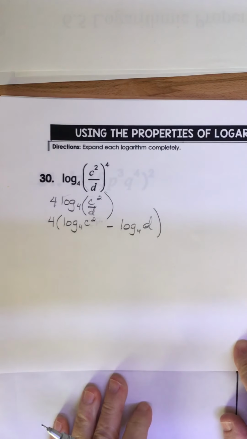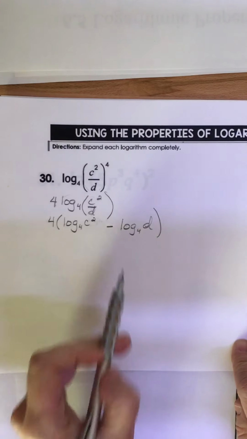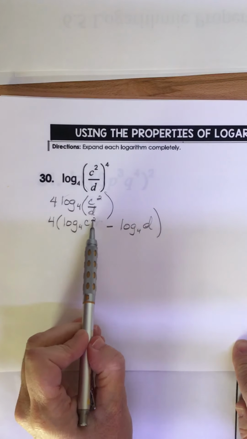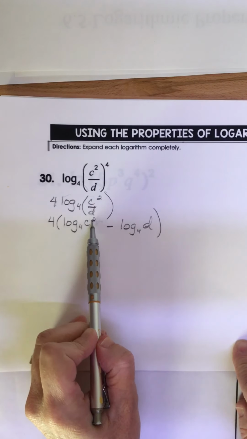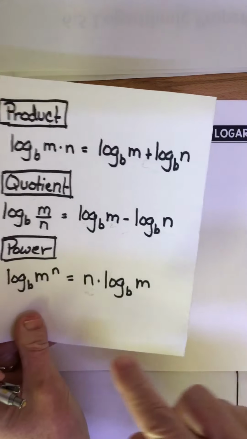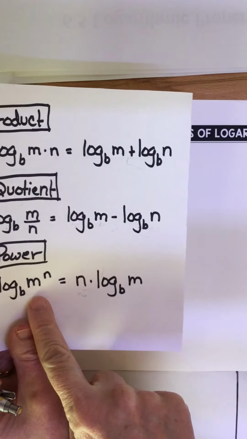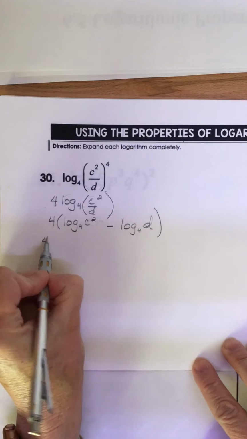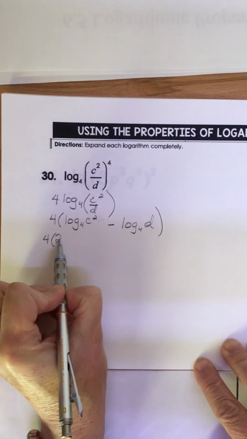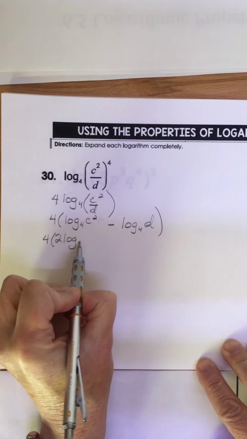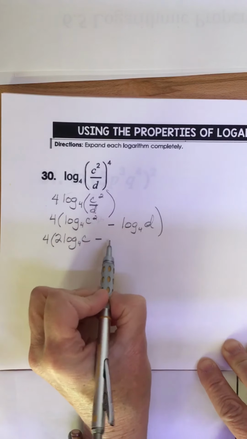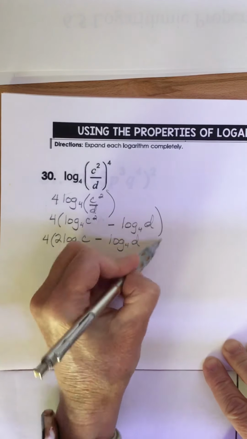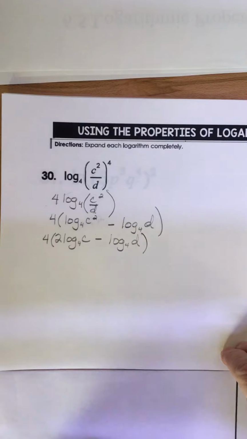Okay, there we go. And so now inside here, this is already expanded as far as we could, but we've got an exponent here. So now we've got to use this property here where we're going from this to this, okay? So it's going to be 4 times the quantity of 2 log base 4 of c minus log base 4 of d. And that's your final answer.